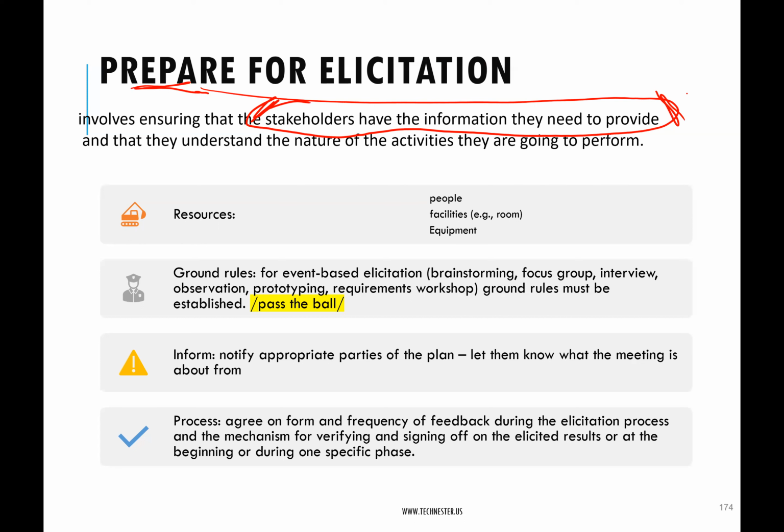Let me break that down a bit. At this phase, you haven't started collecting the requirements. You have done your planning phase where you identified your stakeholders. But before you start calling a meeting to ask questions about a product or something, you want to ensure that the people you are planning to invite have the information that you want to collect from them. That's the first thing.